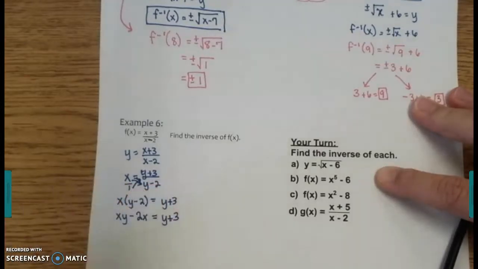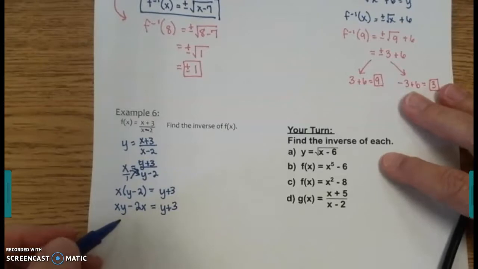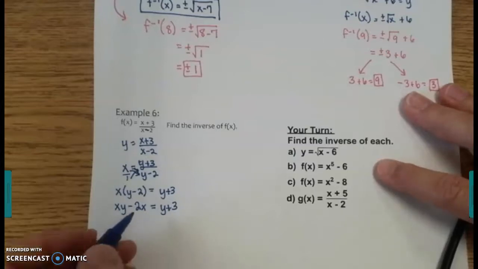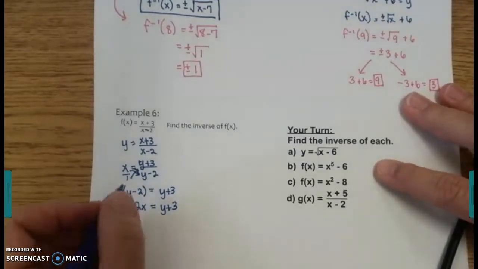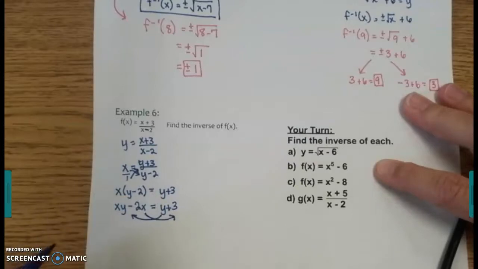equals y plus 3. So you're going to remember your end goal here. Your end goal is to solve this for y. Well, I've got y's on two different sides of my equations. So I need to move all the y's to one side and get those together. And I'm going to move this 2x over here. So it's kind of going to be like a little crisscross. We're going to move this y to this side, and I'm going to move this 2x to this side.